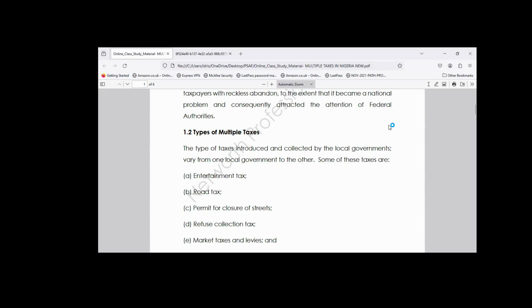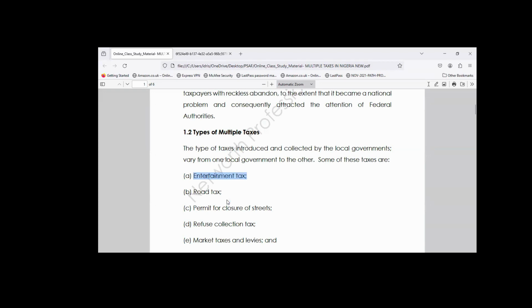Like number one, which is entertainment tax. This entertainment tax is a multiple tax in the sense that when you go to the cinema to watch a movie, we have the Nigeria Censor Board. They will collect their own tax on the ticket that you purchase. Aside from that, Lagos State too has their own Lagos State Cinema and Censor Board. They also impose tax. So in one ticket that you buy to watch a movie, you pay two different types of tax. One is collected by the federal government, while the other one is collected by Lagos State. So that is a typical example of multiple taxes.